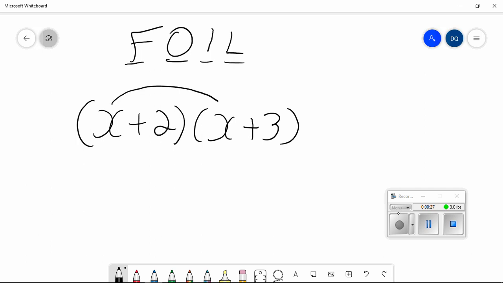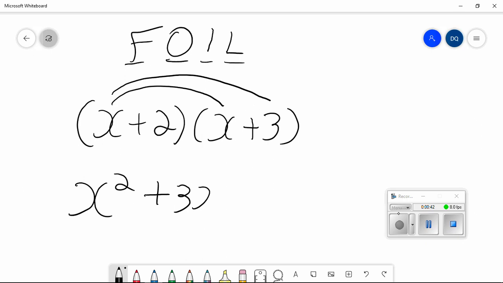The first term of each bracket is x times x. That gives me x times x, which is x squared. The outside terms are, in this case, x times 3. So that is plus 3x. The inside terms are 2 times x. That's 2x. And finally, the last terms are 2 times 3. And 2 times 3 is 6.